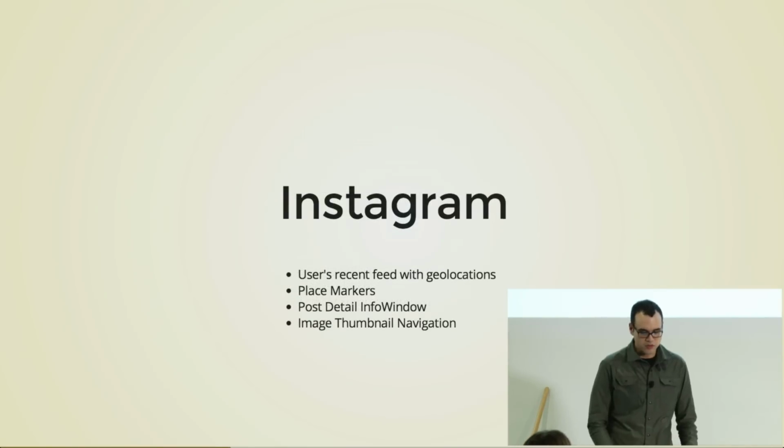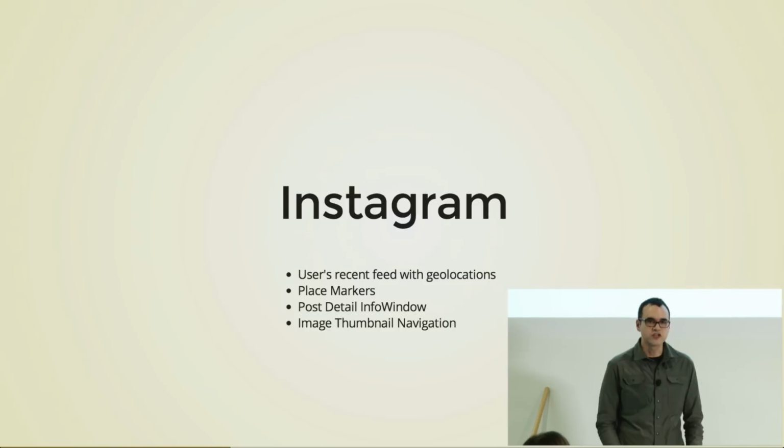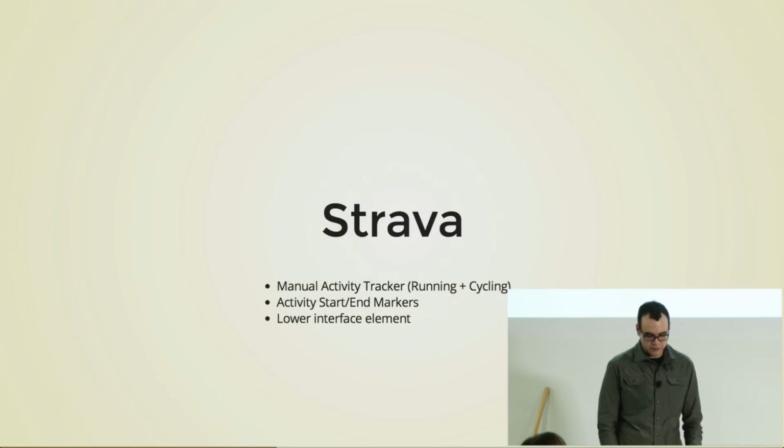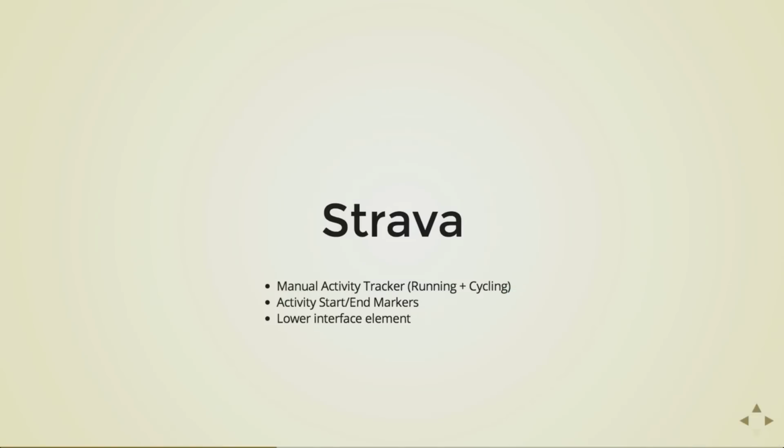And we also use Instagram. I just use the user's recent geolocation feeds, and I create place markers with a little info window for each of those. And Strava. I just got my access back to this a few weeks ago, and it's geared towards running and cycling that has more of a competitive bent. With this API, I'm only using start-end markers, and I'm creating a little interface element at the bottom.